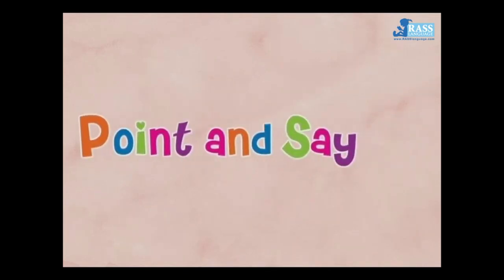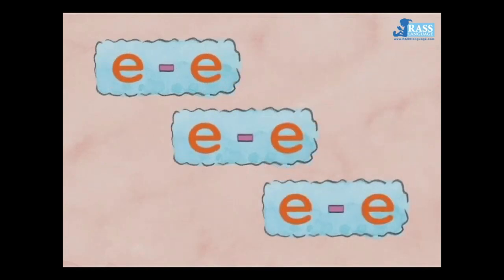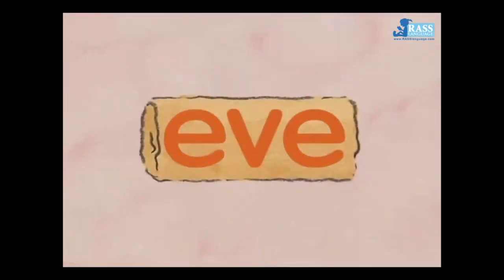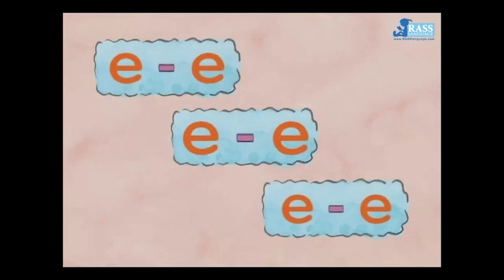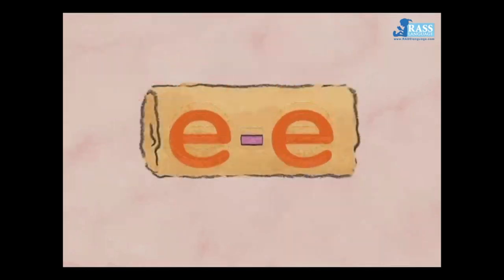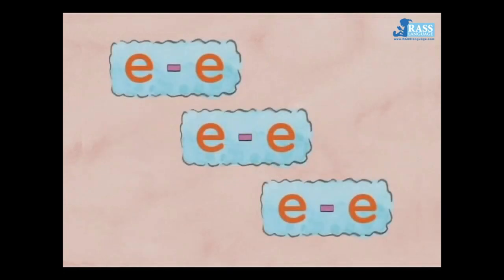The word families of Eve and eat. Point and say. E, E, E. Eve, Eve, Eve. E, E, E. Eat, eat, eat. Eat, Pete. Now chant with me.